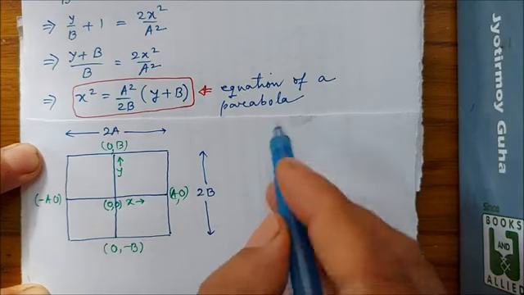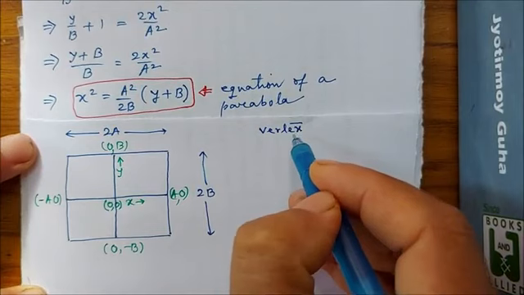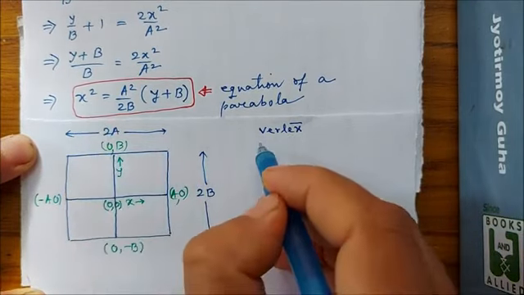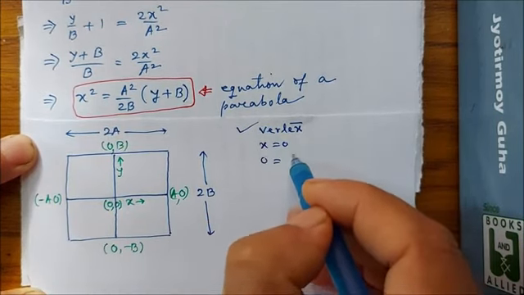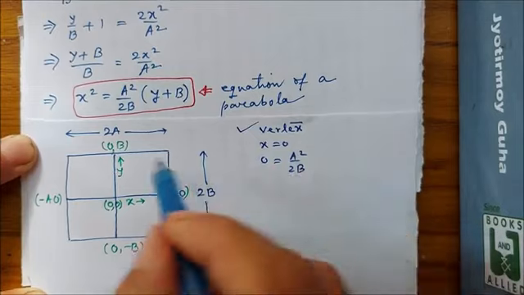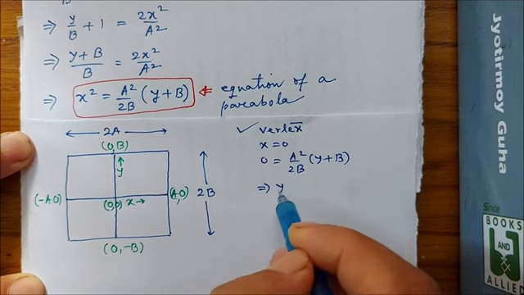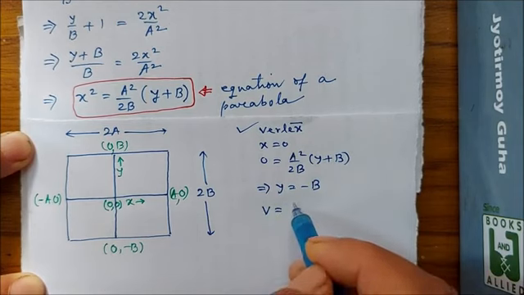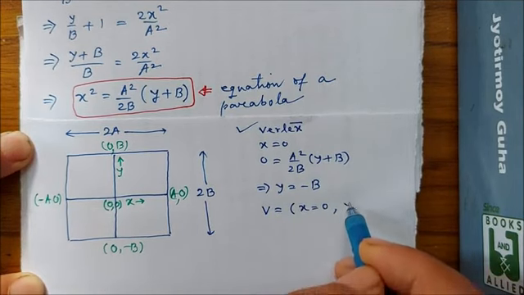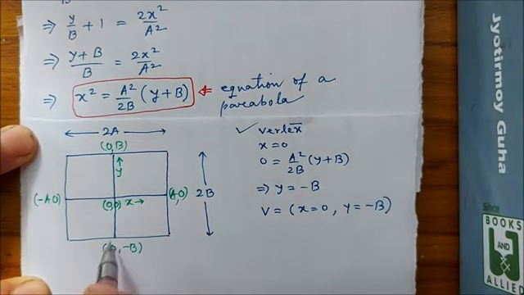This parabola has vertex given by x equal to 0. So for x equal to 0, we have 0 equal to a square by twice b into y plus b, and this leads to y equal to minus b. So the vertex has coordinate x equal to 0, y equal to minus b. In other words, this is the point and the vertex is here.